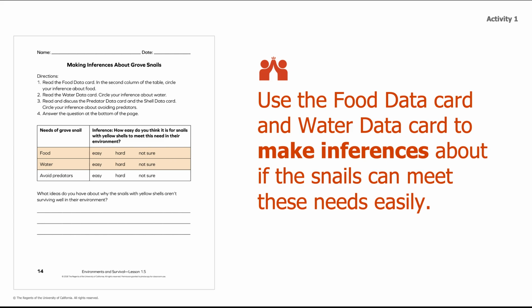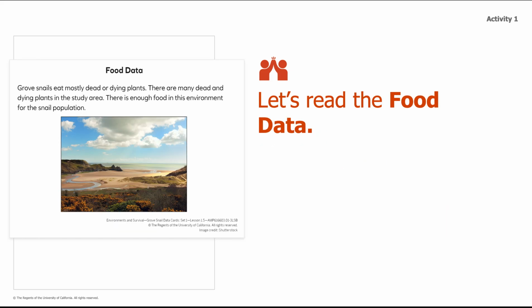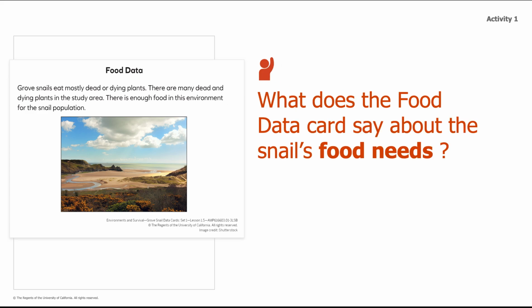We're going to use a food data card and water card to make inferences. Let's read the food data. Grove snails eat mostly dead or dying plants. There are many dead and dying plants in the study area. There is enough food in this environment for the snail population. What does the food data card say about the snail's food needs? Go ahead and pause, jot down some ideas, or have a conversation with someone near you.